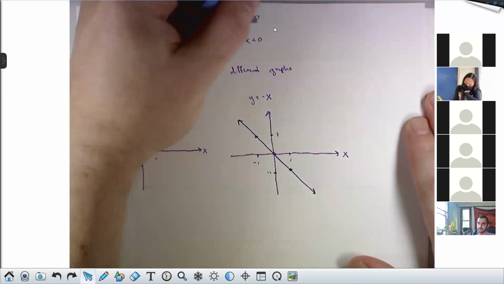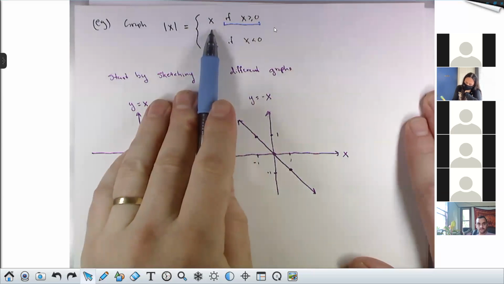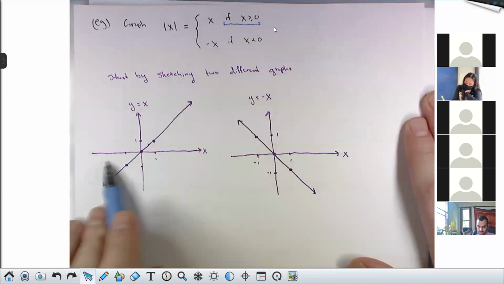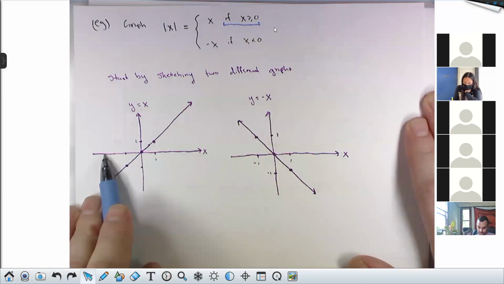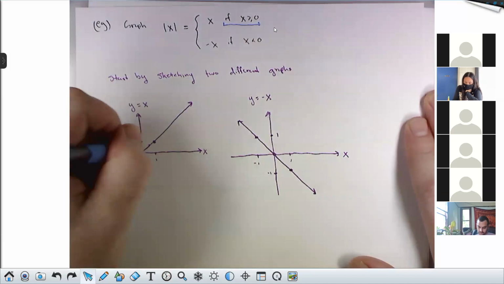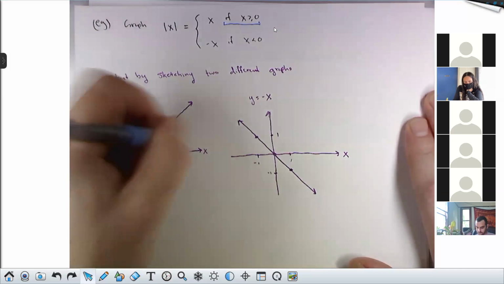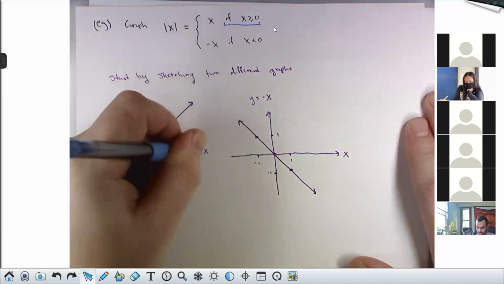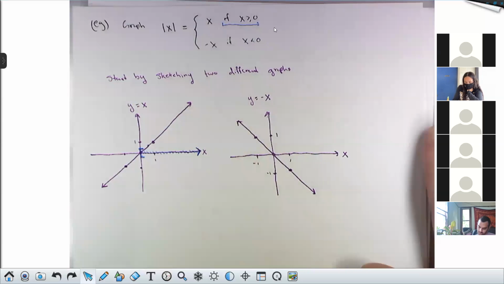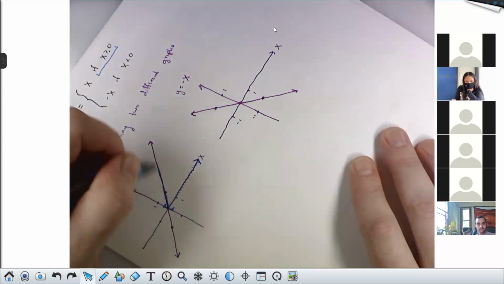For this part, if x is greater than or equal to 0, so I want to look on the graph of y equals x and then discern which piece has x greater than or equal to 0. Well, here's my x-axis. The x's which are greater than or equal to 0 are all of these guys, everything to the right of the origin. So that corresponds to this part of the graph.